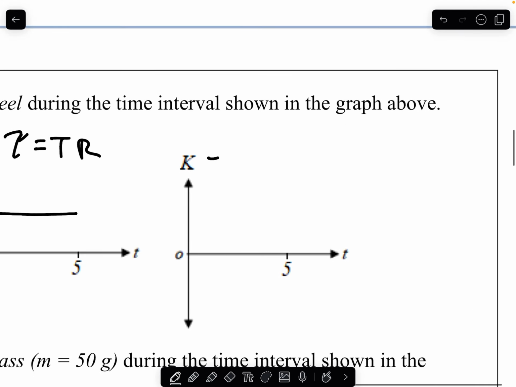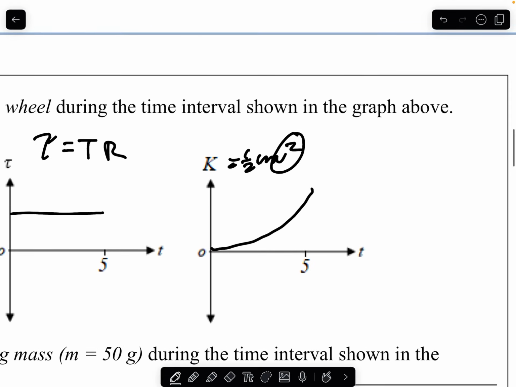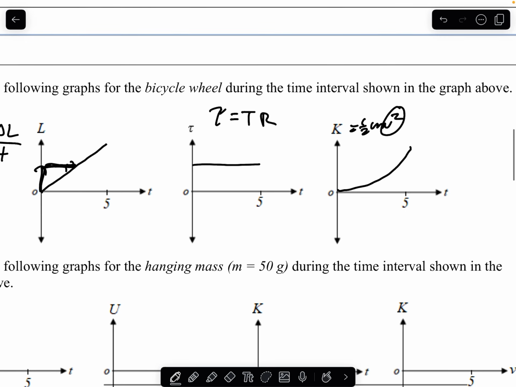And kinetic energy equals 1/2 mv squared. Since it's a square, it's going to look like a parabola. And initially, the bicycle wheel was not moving, so that's why there was no kinetic energy in the beginning.